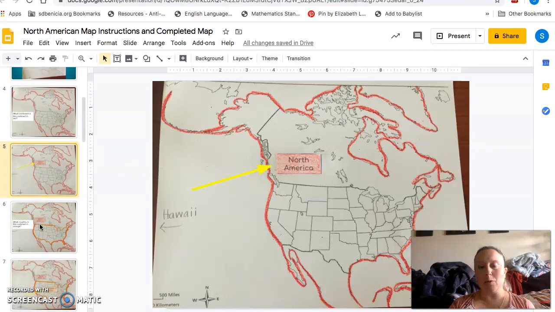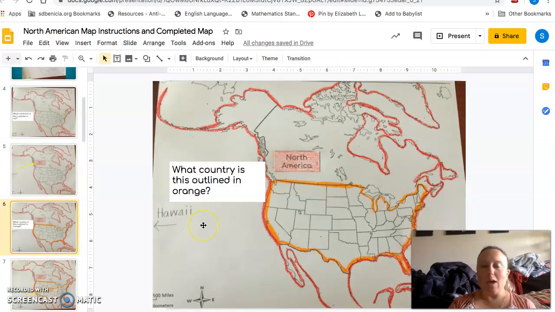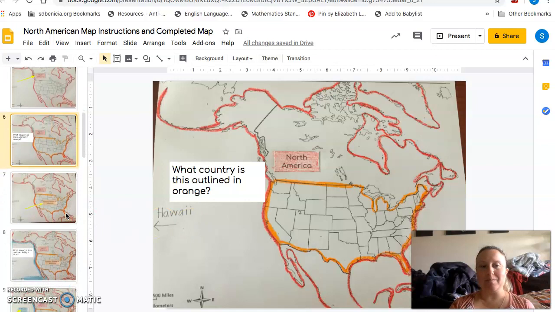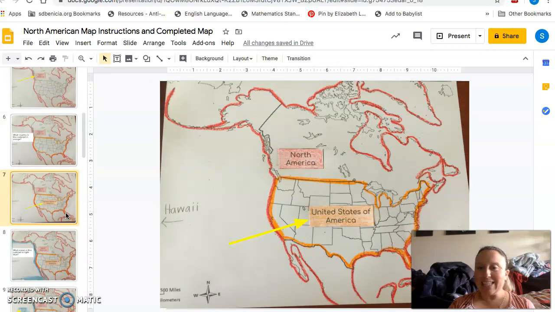All right, moving forward. Remember to pause me so you can glue. What country is this outlined in orange? Take a moment, outline the country in orange, and pause me to think about it. This is the United States of America. I chose to put the United States of America label right on top of the United States. Anywhere around here would be just fine.